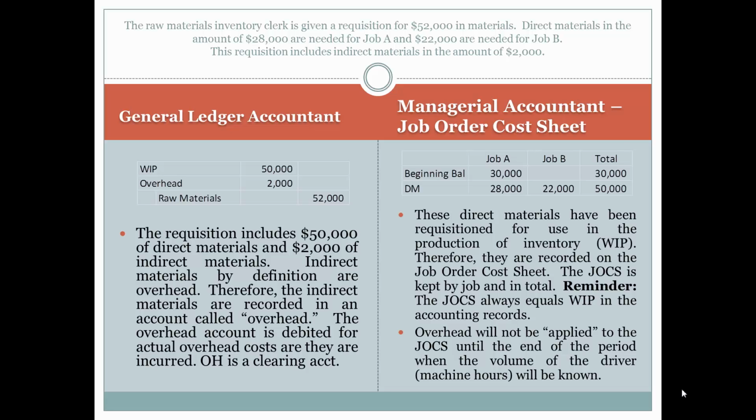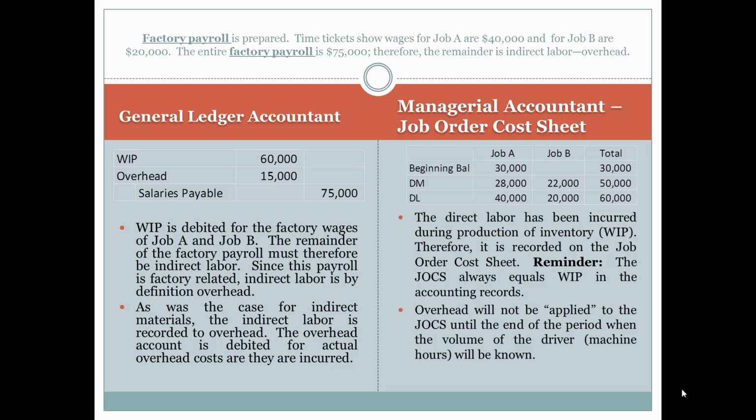The job order cost sheet is kept by job and in total. Reminder, the job order cost sheet will always equal WIP. Overhead will not be applied to the job order cost sheet until the end of the period when the volume of the driver, in this instance machine hours, will be known. So we can't apply it until the end of the month when we know the total machine hours.